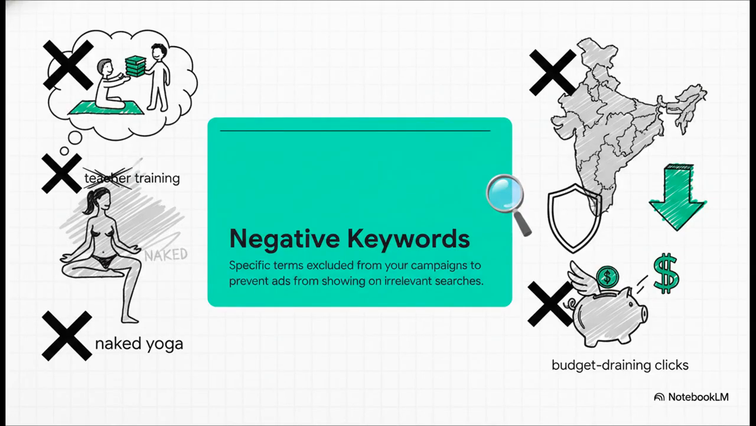And speaking of protecting your budget, it is equally, if not more vital, to set up negative keywords. This is where you explicitly tell Google what you do not want to show up for. For example, if you don't offer teacher training, you need to exclude the phrase teacher training. Or if you run a traditional studio, you definitely want to exclude terms like naked yoga. You should also make sure to block overseas locations like India or Pakistan to completely avoid having your budget drained by irrelevant international clicks that will never step foot in your local studio.